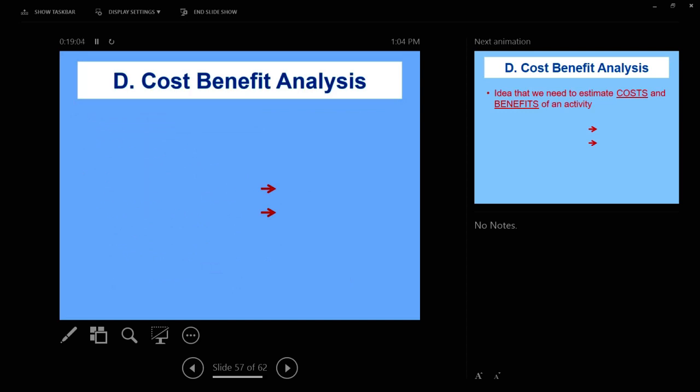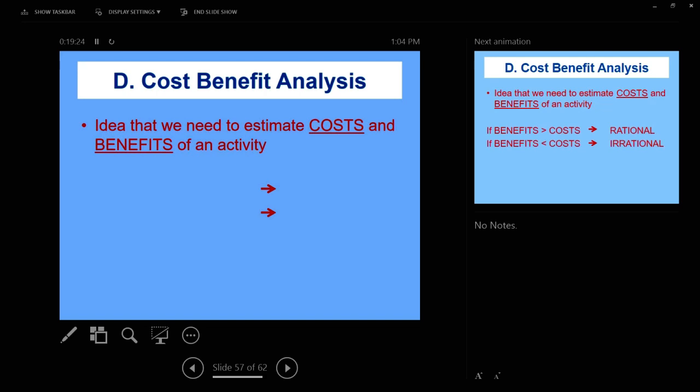Finally, let's talk about cost-benefit analysis. That's the final tool in our economic toolkit, and we're not going to do a lot of cost-benefit analysis in this class. You could take a whole class on cost-benefit methodology, but we're going to refer to the idea of costs versus benefits. So the idea is that we need to estimate costs and we need to estimate benefits of an activity. So whatever activity that we're evaluating, we need to think about costs and benefits, and we need to actually measure them.